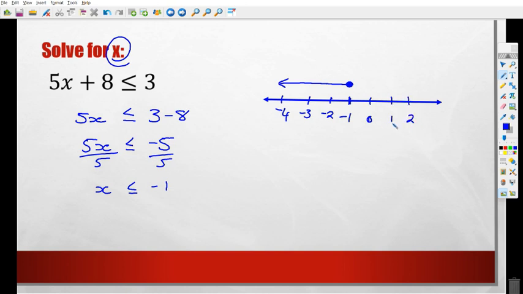Okay, all these values to the right are greater than negative 1, but that's not what they're looking for. They're looking for smaller than or equal to, so color that dot in, negative 1. All right, happy with that? Okay, hoping this is getting a little bit easier.